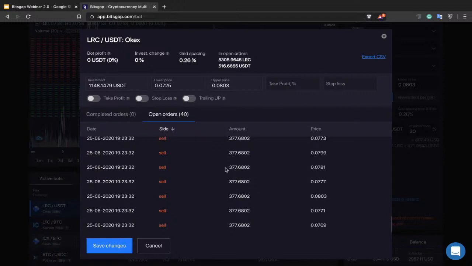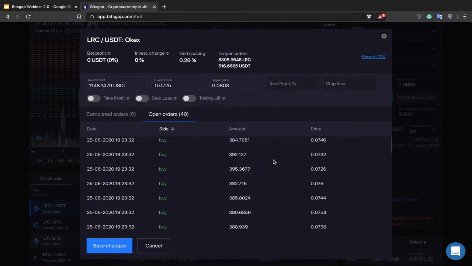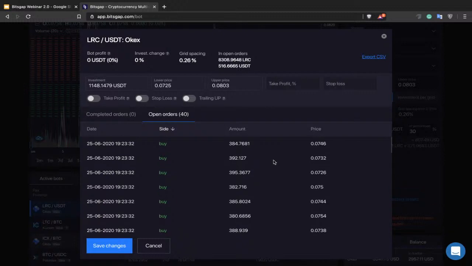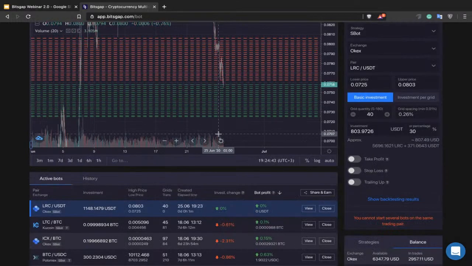As simple as that. If you multiply 384 by that price and compare it with the result which you would get if you multiply 392 by that price, you would get the same investment value. So that means that your investments are proportionately distributed across each level, absolutely automatically.